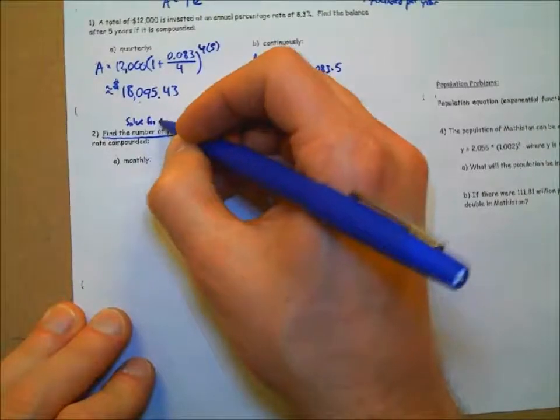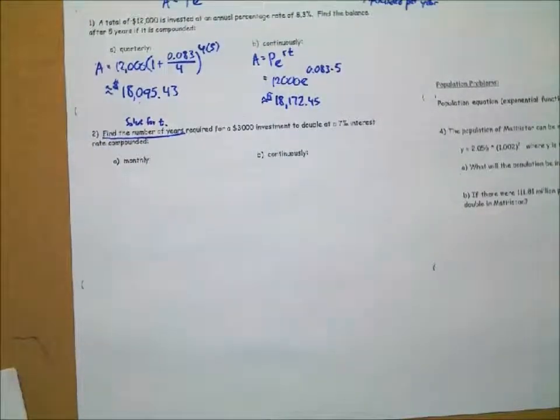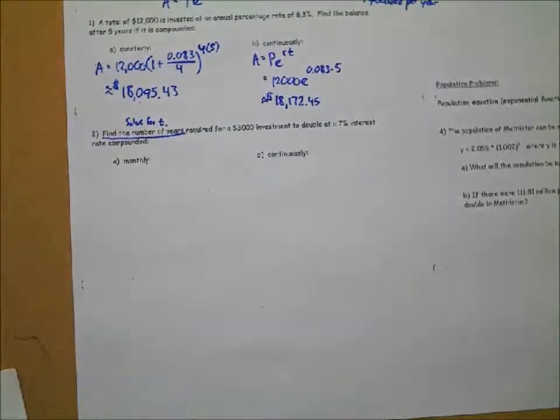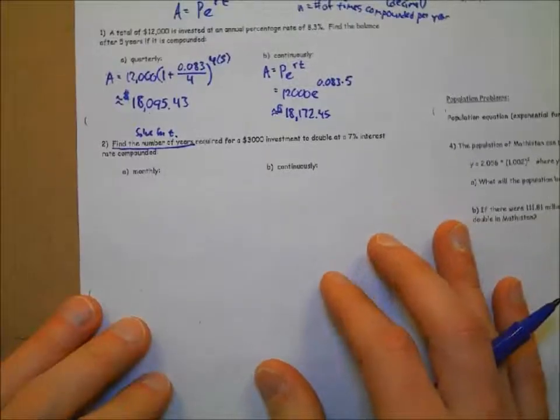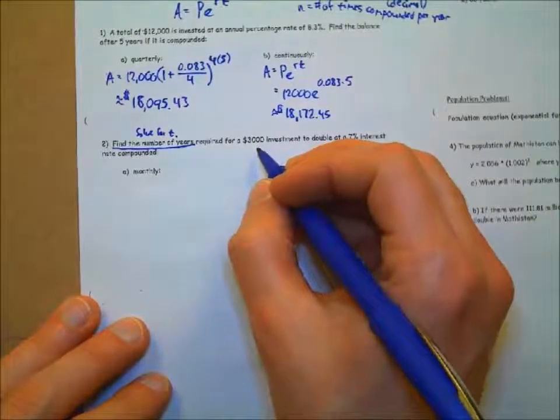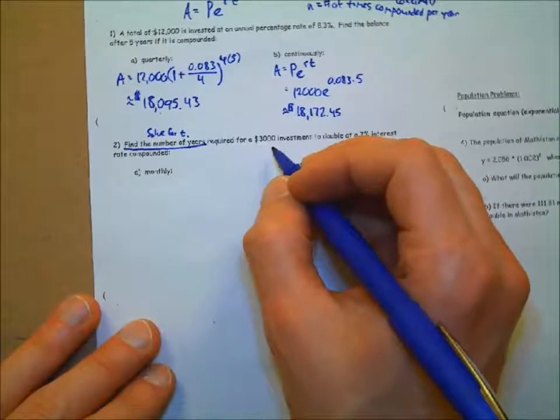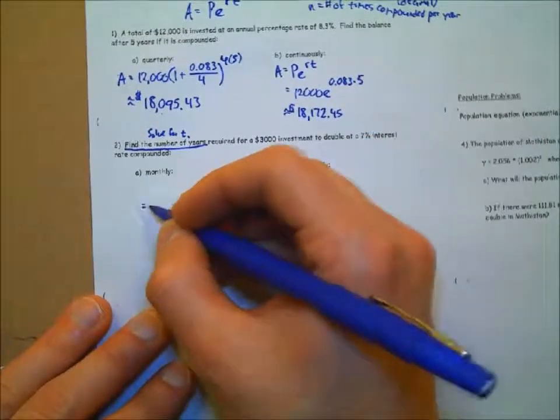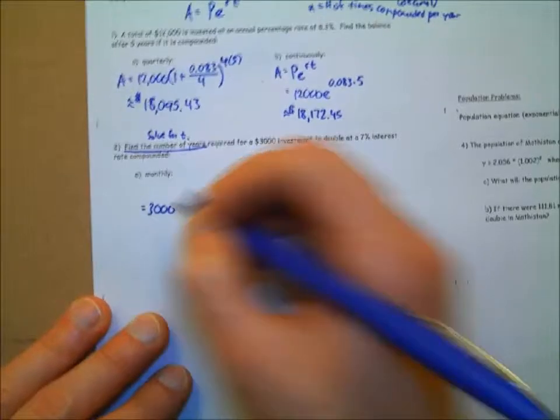Solve for t. Required for a $3,000 investment to double at a 7% interest rate, compounded, first do monthly, and then we'll talk continuously. Okay, so let's set this up. We know our $3,000, what variable is that going to go in for? The principal, right? It's the starting amount.